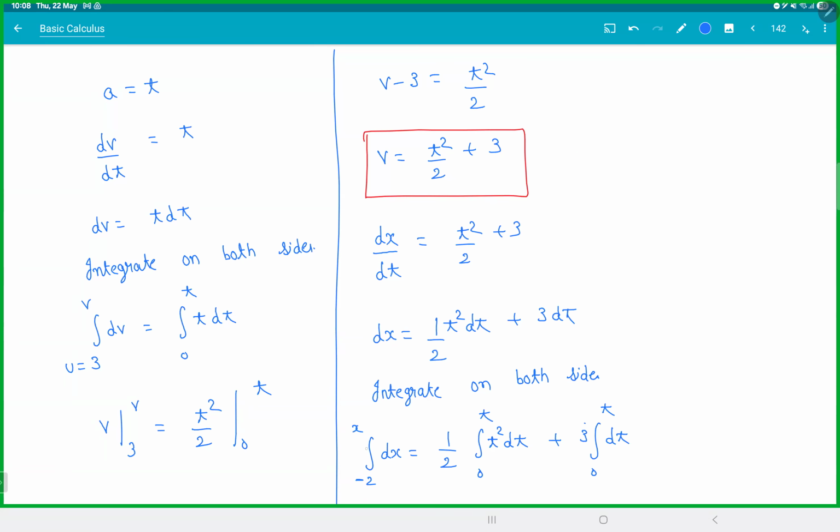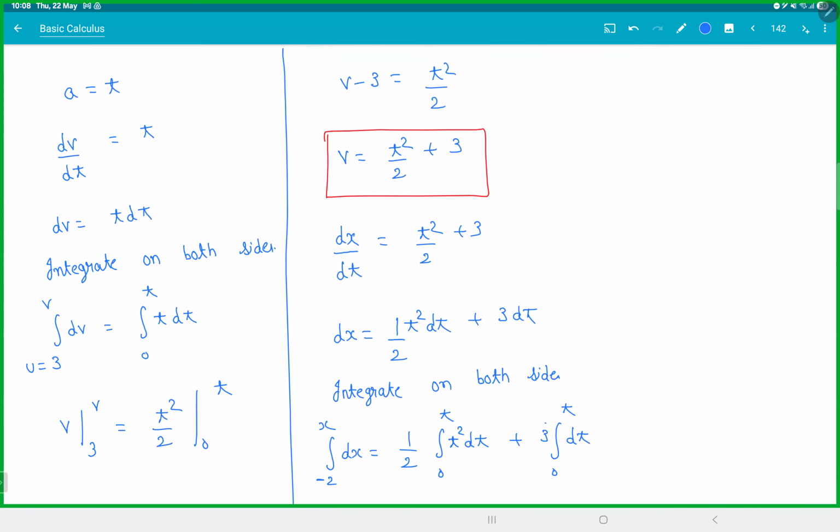That is the most confusing thing. Be careful with the limits part. I have seen people doing the integration well, but they goof up on the limits. When t is 0 on the right hand side, what is x on the left hand side? It is not 0, it is -2, it is given.